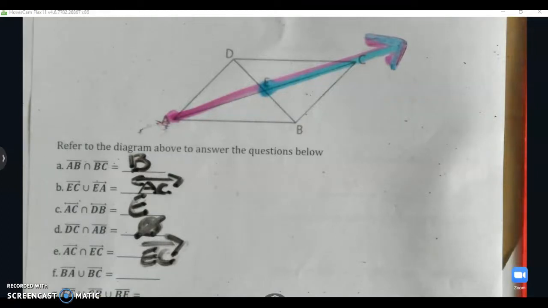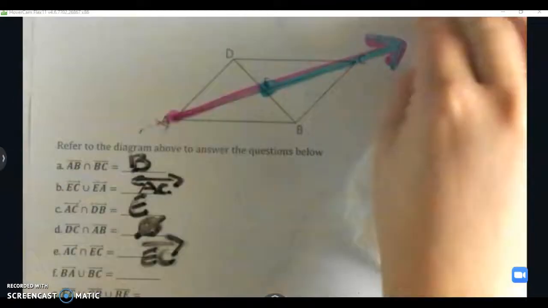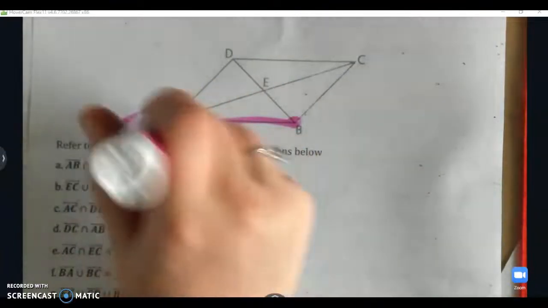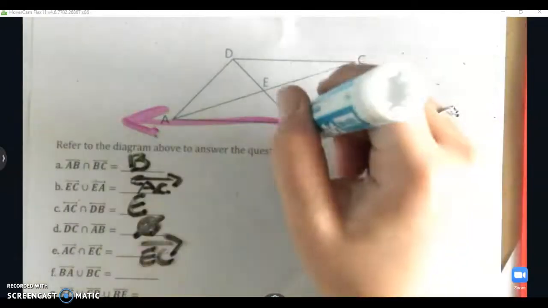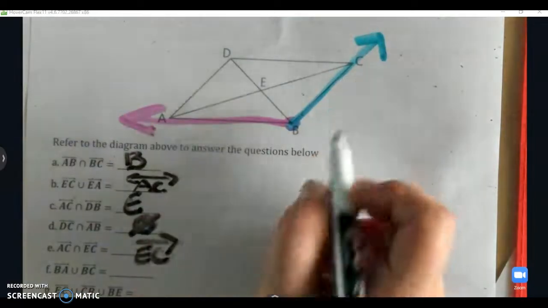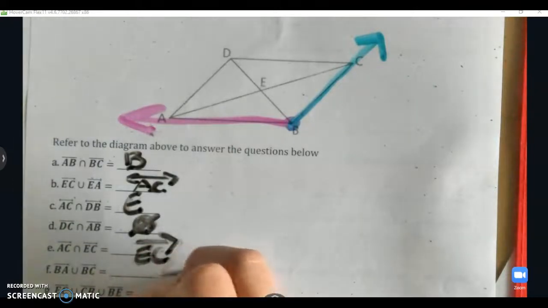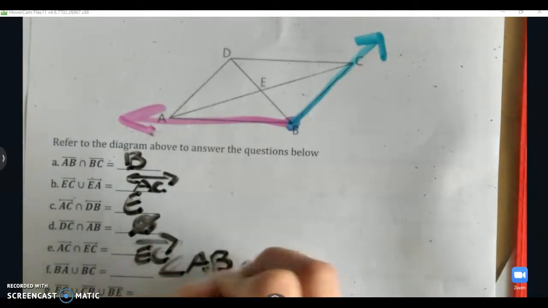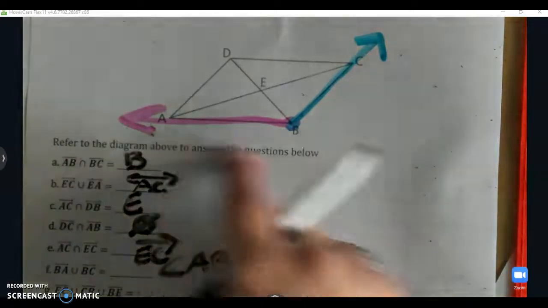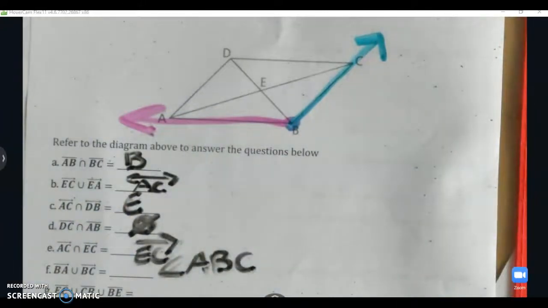All right, F, I've got ray BA and ray BC. And we're looking for the union of those two rays. Well, that makes this angle ABC or CBA. You can name it either way. So if you think back to your formal definition of an angle that we talked about last time, it was the union of two rays that share a common point called the vertex. That's exactly what we've drawn here with our two rays.